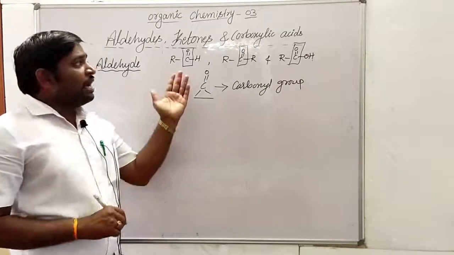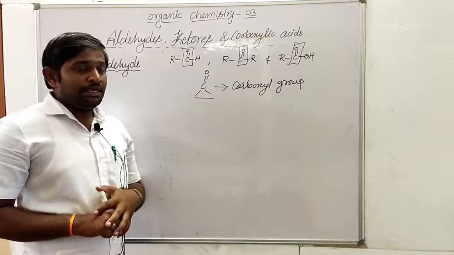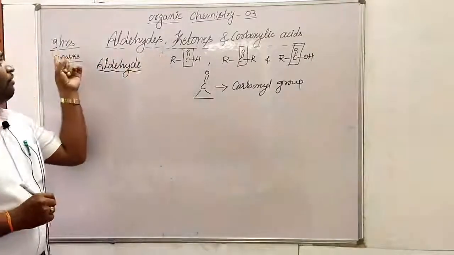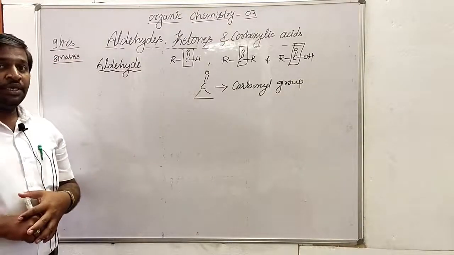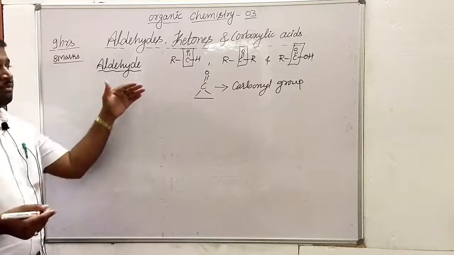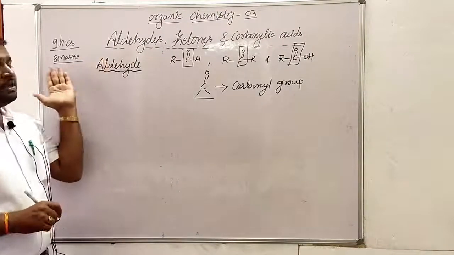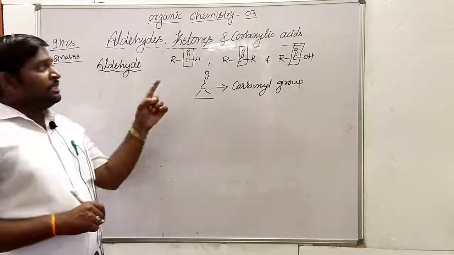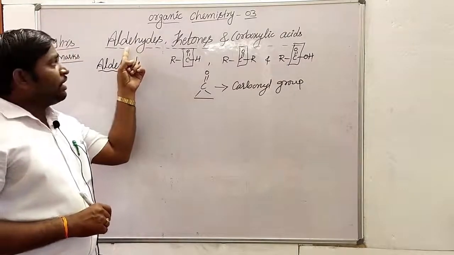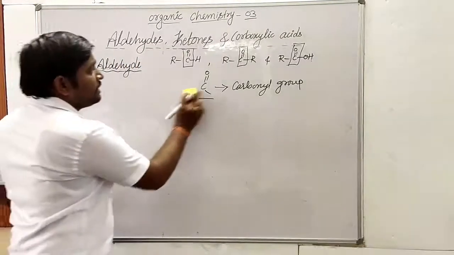Firstly, let us consider aldehydes and ketones. Later on, let us go for carboxylic acids. This chapter consists of 9 hours and it carries 8 marks for the examination. This is very important. I will dictate whenever we get the important topics in this chapter. Okay, now let us consider the first functional group, that is aldehyde. What do you mean by aldehyde? Let us take the aldehyde definition.